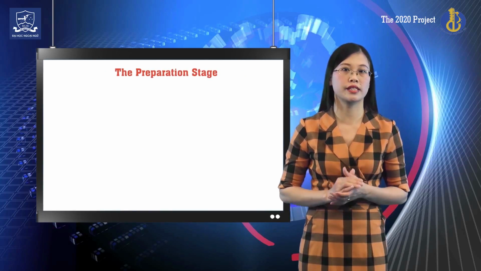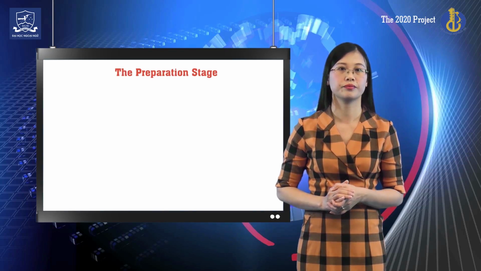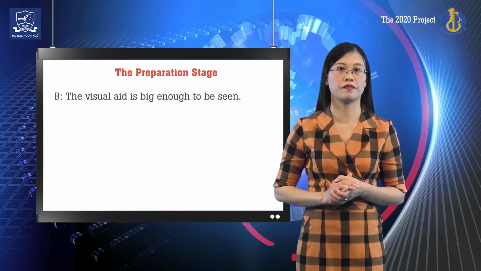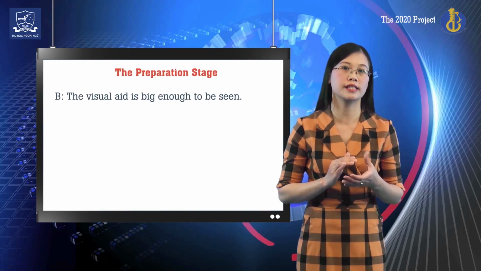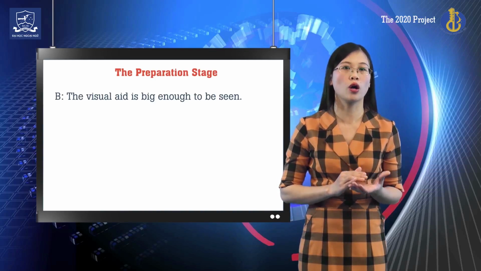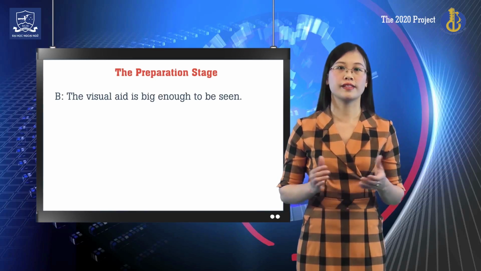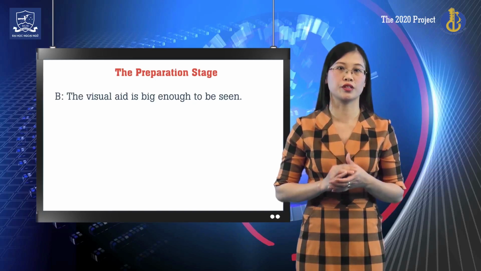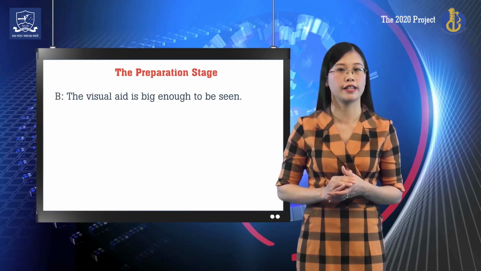In the preparation stage, you should take these points into consideration. First, the visual aid must be big enough to be seen by everyone, especially those who are sitting at the back or in the far corner of the class. For example, a too small picture may well cause a nuisance to the students as they can hardly see anything in it.